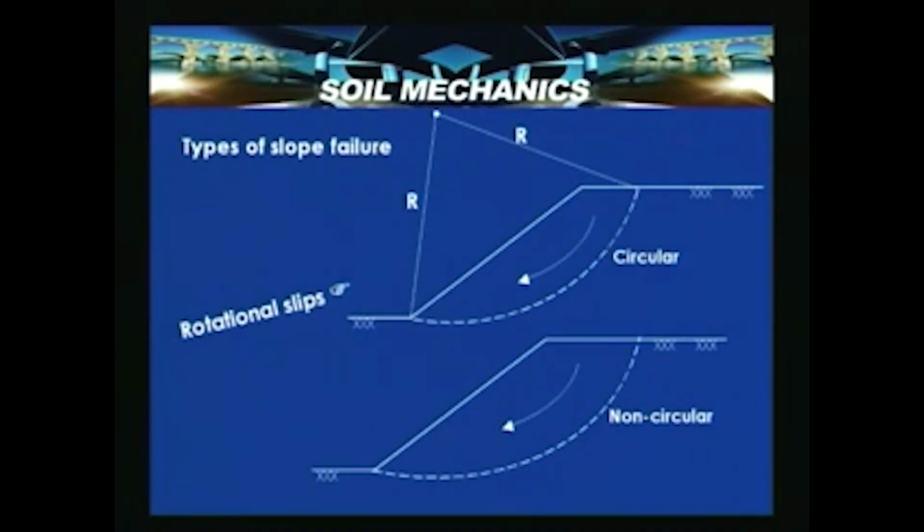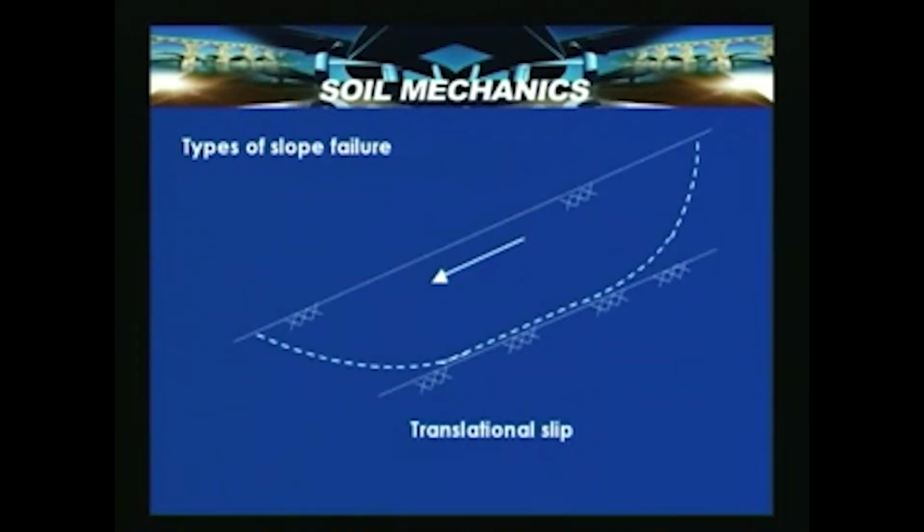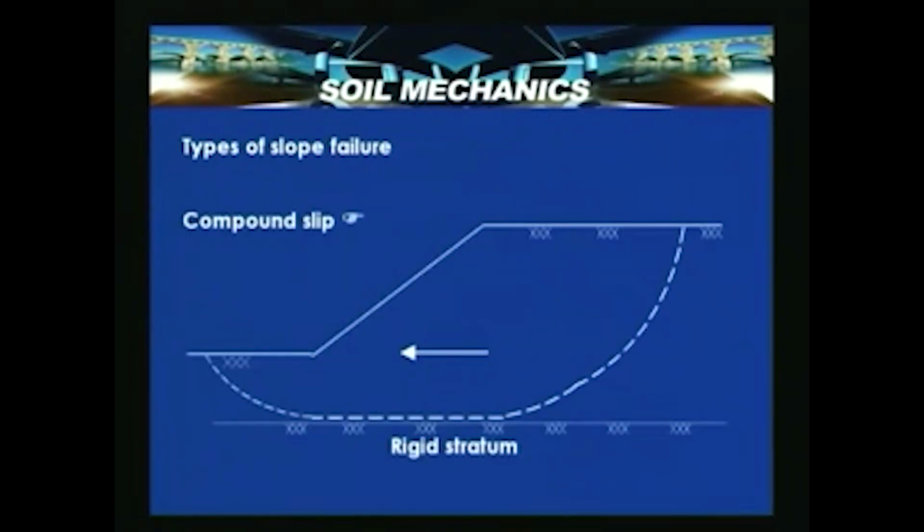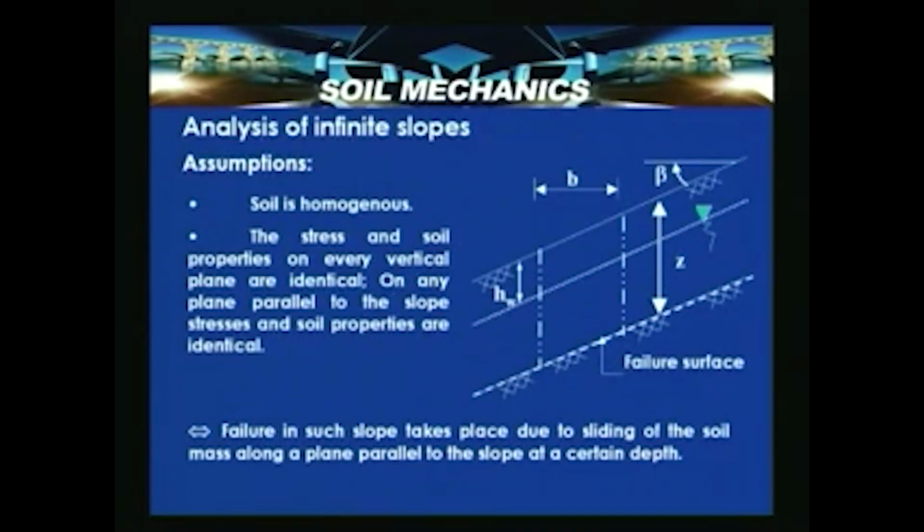In this slide we can see two typical types of failure for a slope. They are circular and non-circular, and a translational failure is also shown, which is a particular type of slope failure. If there is a rigid stratum at a certain depth below the ground level, then the slope failure is said to be a compound slip or a base failure. Now let us look in detail at the analysis of infinite slopes.